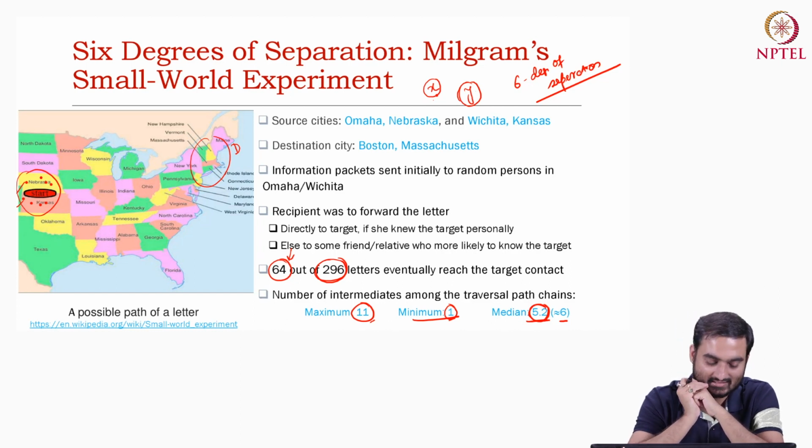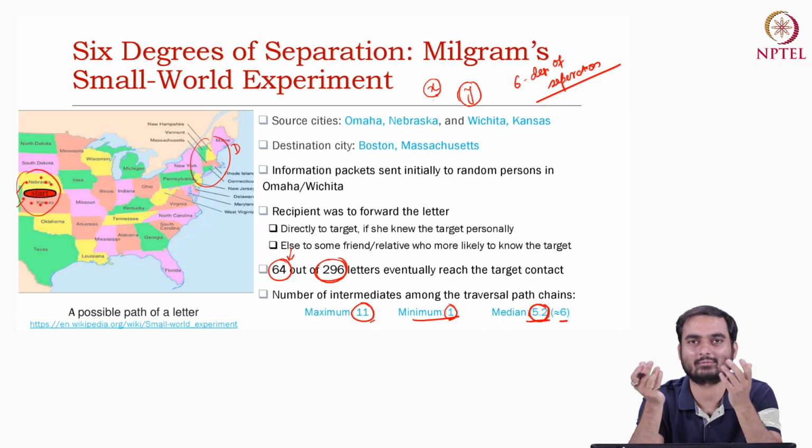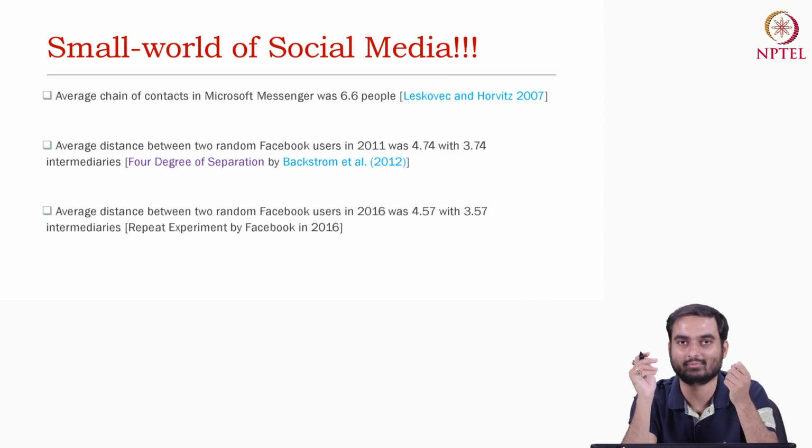And of course, people then started shouting because this number is very insignificant, only 64 letters reached the destination. How can you come up with such a strong claim based on only 64 samples? But nevertheless, later on people actually tried to come up with even better measures.